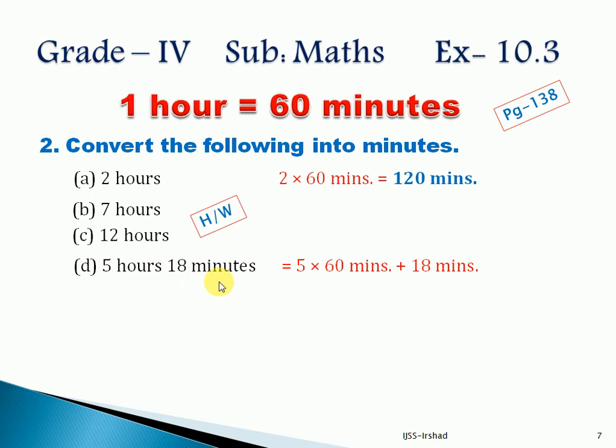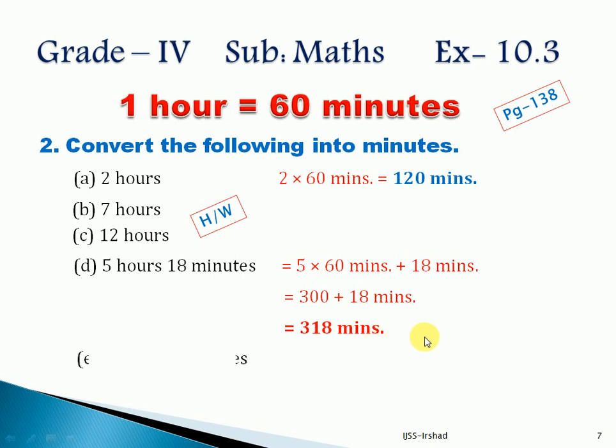Let's move to D. D is 5 hours 18 minutes. Here also you have to convert this into minutes. So 18 is already minutes, just convert this 5 hours. So this 5 will be multiplied by 60, you will get minutes. Whatever minutes will be given, just add it here. So this 5 into 60, you will get 300, plus 18 minutes. When you add these two, you will get 318 minutes. So this is your answer.